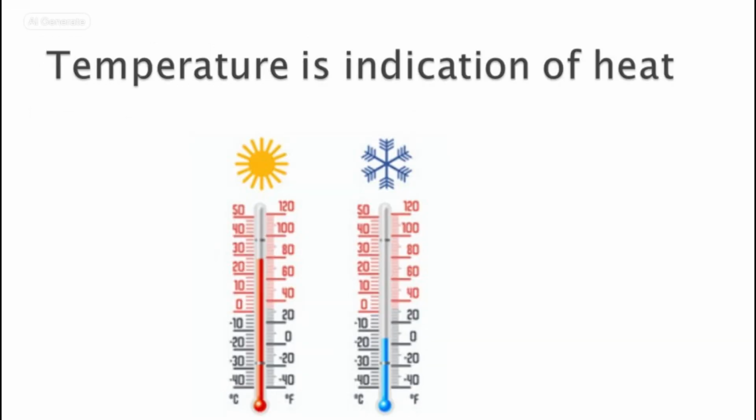Temperature serves as an indicator of an object's level of heat. As the object absorbs heat, its temperature increases, and conversely, when it loses heat, its temperature decreases.